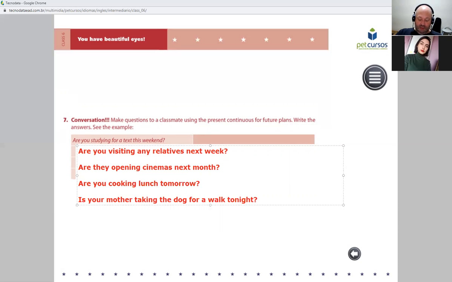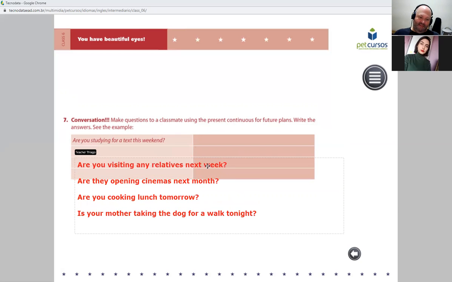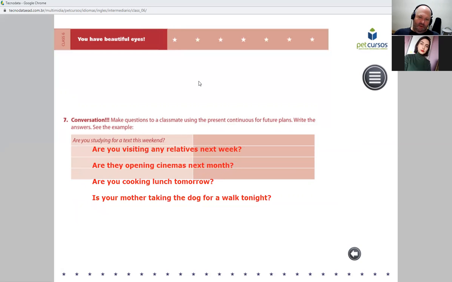Very good. So let's try. You ask me one, I ask you another one. Are you working next week? Yes, I am. And you, are you visiting any relatives next week? No, I'm not. Okay. Are you cooking dinner tonight? Probably. I probably will cook dinner tonight. Are they opening cinemas next month? I don't know. I don't think so. Yeah, unfortunately not.